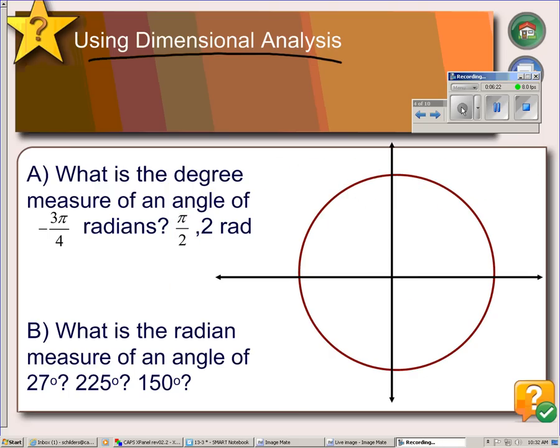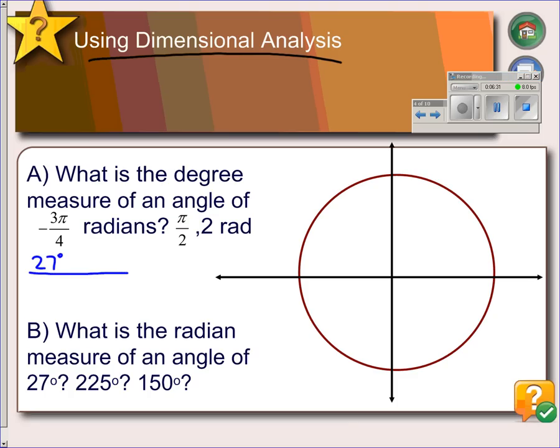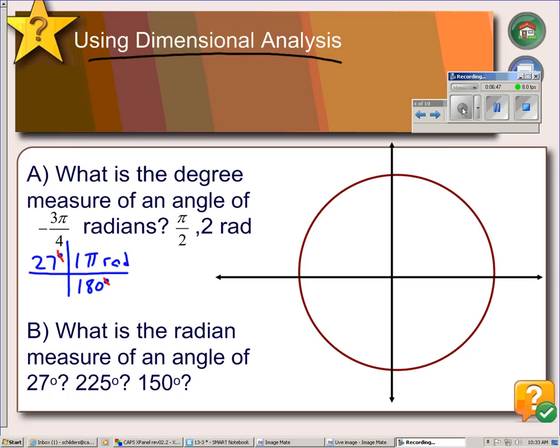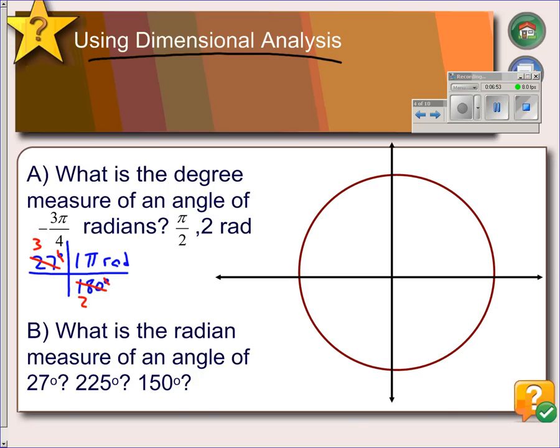We can also convert degree measures into radian measures doing the same thing. So if we take 27 degrees, if we want to turn that into radians, we flip our conversion factor over and we say 180 degrees is equal to 1 pi radians. In this case, the degrees will cancel, and then we just have to simplify the fraction. So 9 goes into 27 3 times. 9 goes into 180 20 times, and so this fraction simplifies to 3 pi over 20 radians.